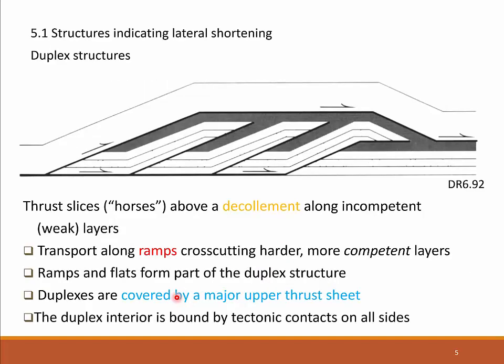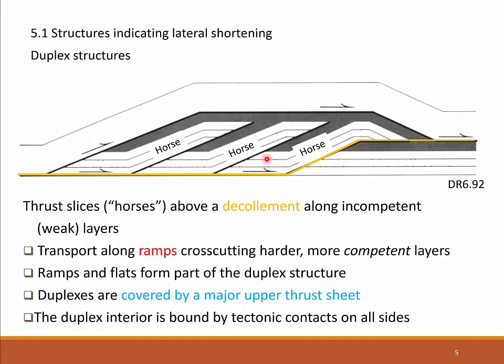Here we see how a duplex structure would look. We see individual thrust slices that form horses, as we call them, on top of a fault that is developed underneath them, which often is called a decollement. We see the decollement here. It underlies these horse structures and then forms a ramp cutting through a layer on the bottom and continuing as a flat fault further on top.